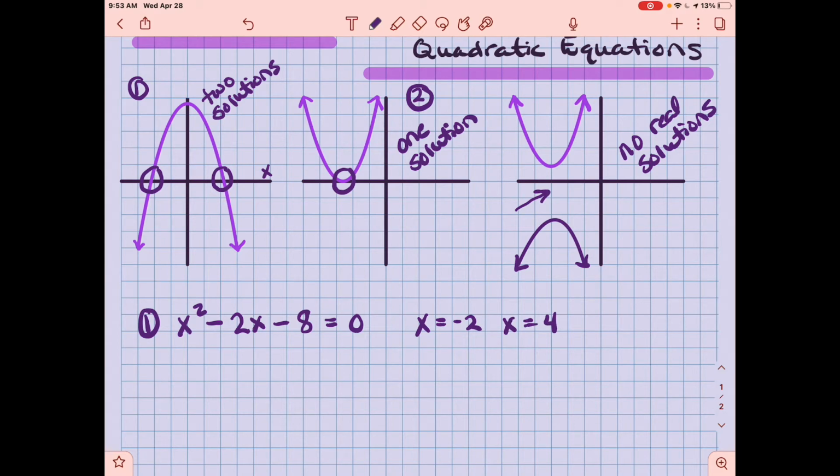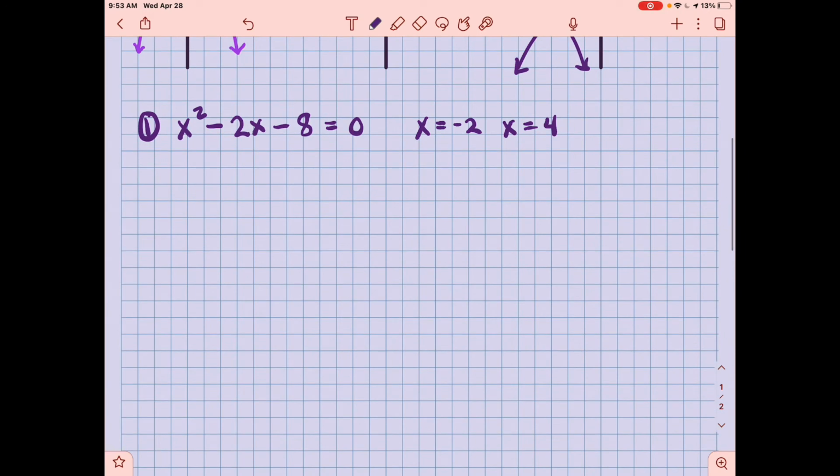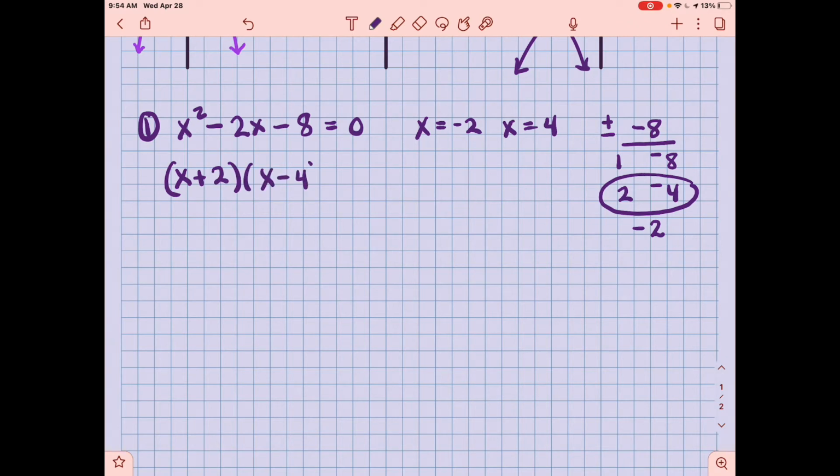I want to show you something else just to make some connections. If I were to factor this problem, I would look at this -8, and I would want factors of -8: 1 and 8, 2 and 4. I need a positive and a negative when I multiply to make a negative, and when I add, I want this to be -2, and so I'm going to make my bigger number negative. And I know that 2 here and -4 makes -8. So factoring this, I would get x plus 2 times x minus 4 equals 0.